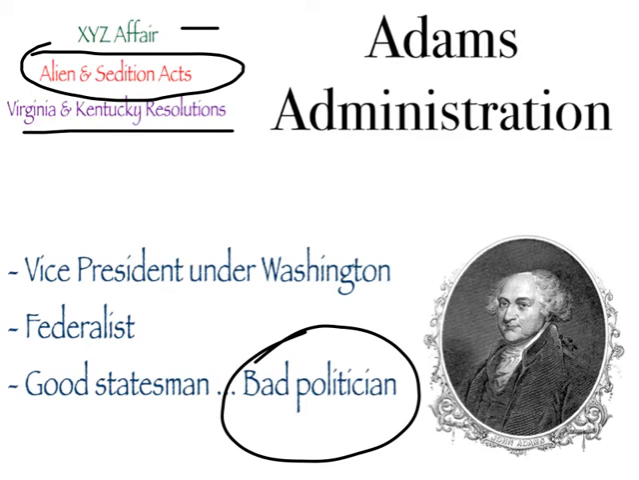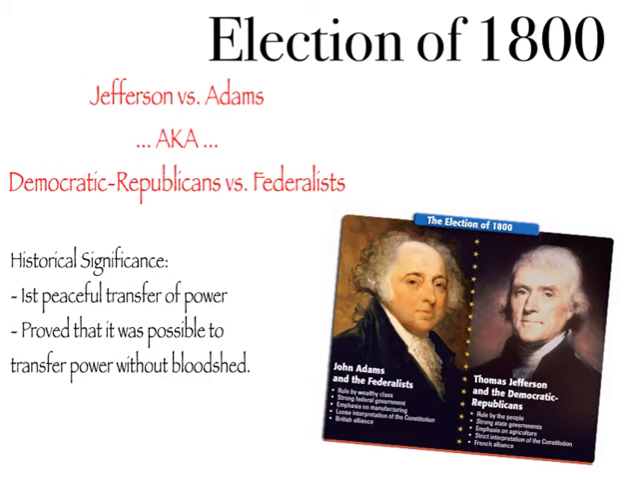But Adams really had a rough go of it. He was a Federalist, he was vice president under Washington, but Washington's success did not transfer to him. He was a one-term president, and it was a rough term. Just like I mentioned on the last slide, Jefferson was a Democratic Republican, and with the ratification debate, you have the beginnings of political parties.